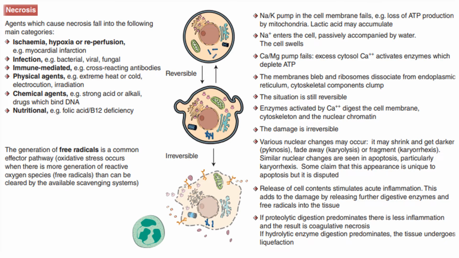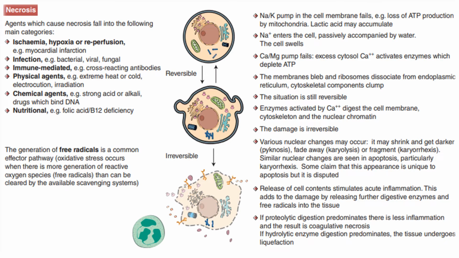Enzymes activated by calcium ion digest the cell membrane, cytoskeleton and the nuclear chromatin. This damage is then irreversible. Various nuclear changes may occur. The nucleus may shrink and get darker, which is called pyknosis, fade away, karyolysis, or fragment, karyorrhexis.